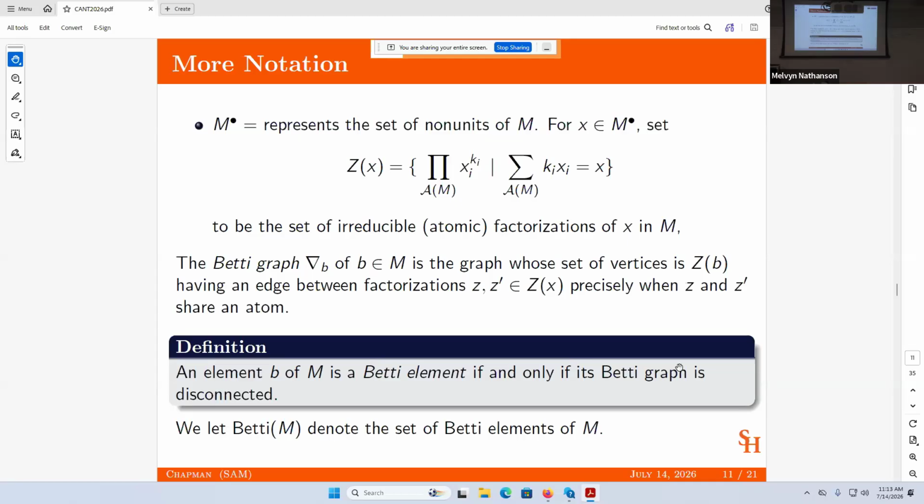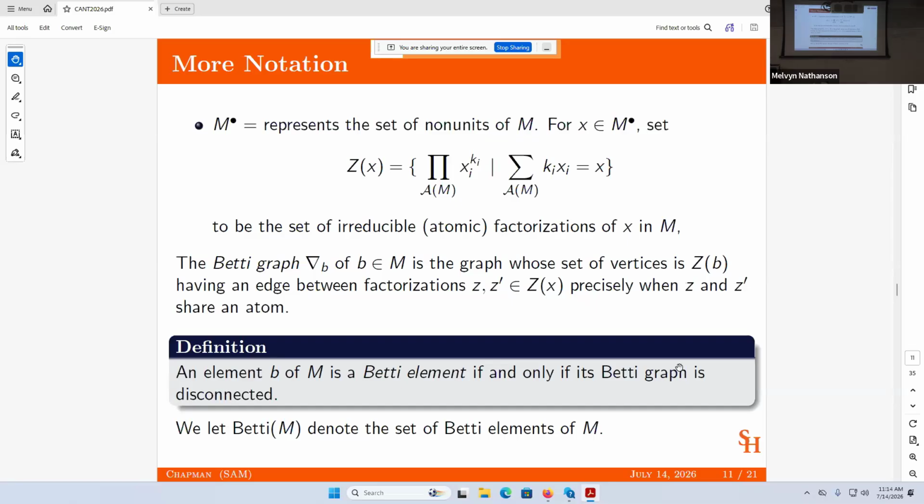So this is why I'm here, right? This is the discrete part of the talk. I get a graph, called the Betty graph of the element B, okay? We're going to call an element a Betty element if and only if its Betty graph is disconnected, okay? And I'll let Betty of big M denote the set of all Betty elements of M.